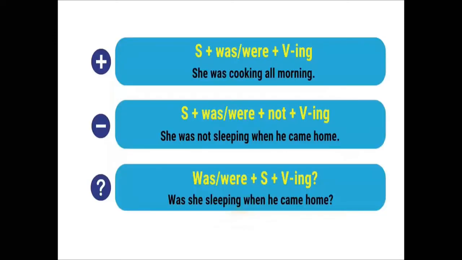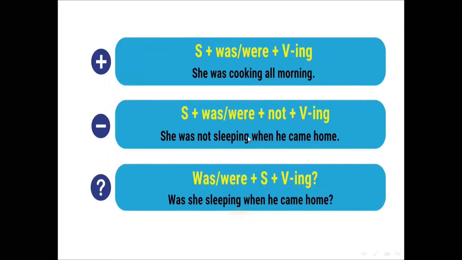Next, the structure of this tense contains the subject, was or were, plus verb-ing. You have to pay attention that I use was with the singular I, he, she, it, and I use were with the plural subject we, you, they. Now, she was cooking. The negative form: how can we get this tense? She was or were not plus verb-ing.